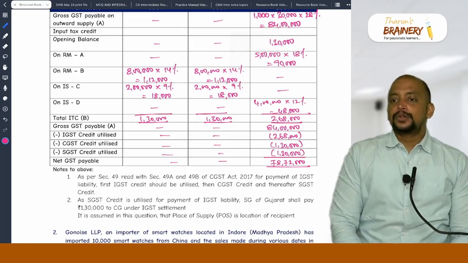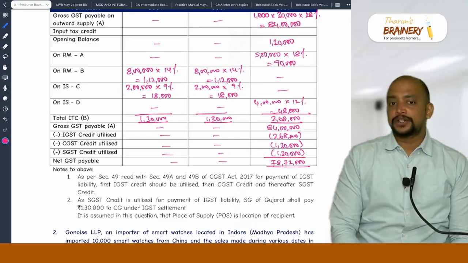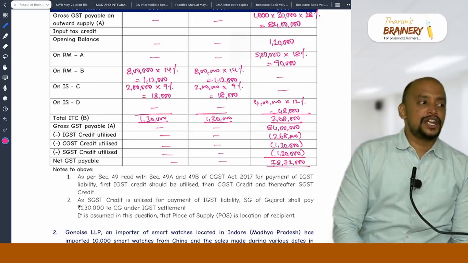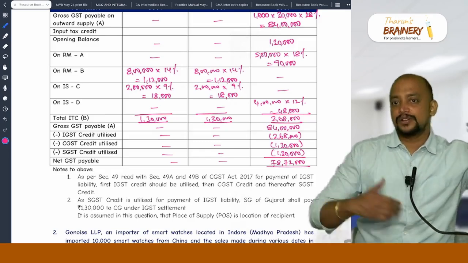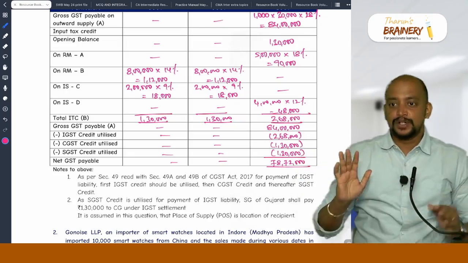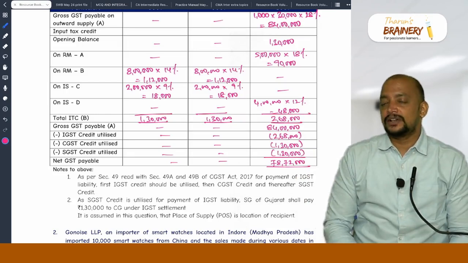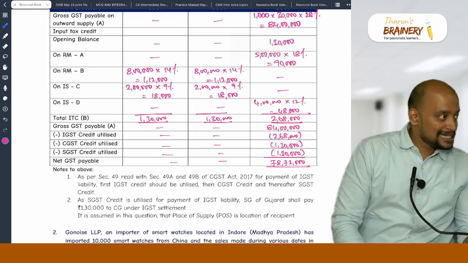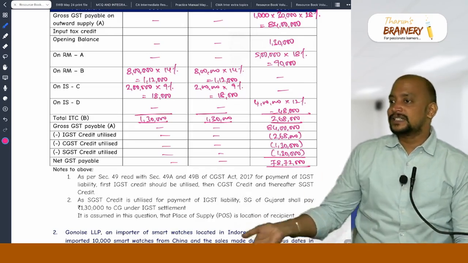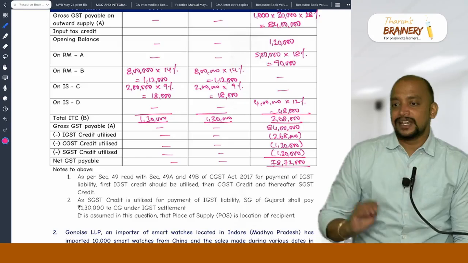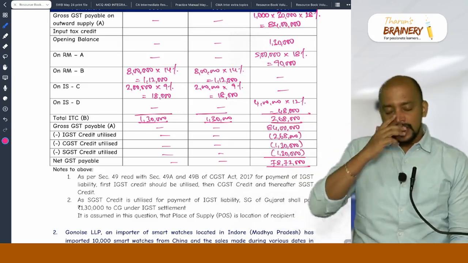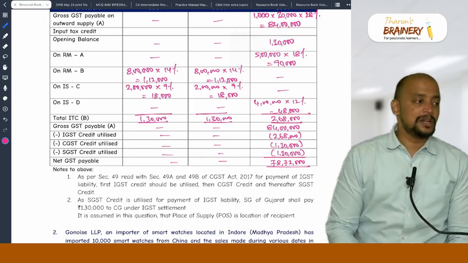Now you need to write 2 notes in the exam, okay. After completion of this table in the answer sheet, ensure that the 2 notes you are writing, one note is related to the principle that you have applied in the answer, and another note is related to IGST settlement. Usually we forget this because we rush to the next question, but don't forget this. First note is related to utilization. What is that? For payment of IGST liability, IGST credit should be utilized first, and thereafter CGST credit, and then SGST credit. As per which section? Section 49. At least remember section 49, even if you are not remembering A, B, C, etc. Should we remember section numbers, sir? Of course, yes. You should remember the section numbers.